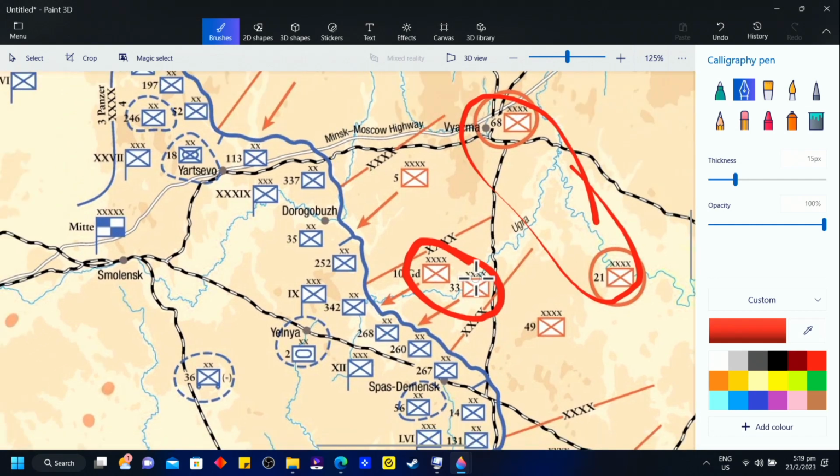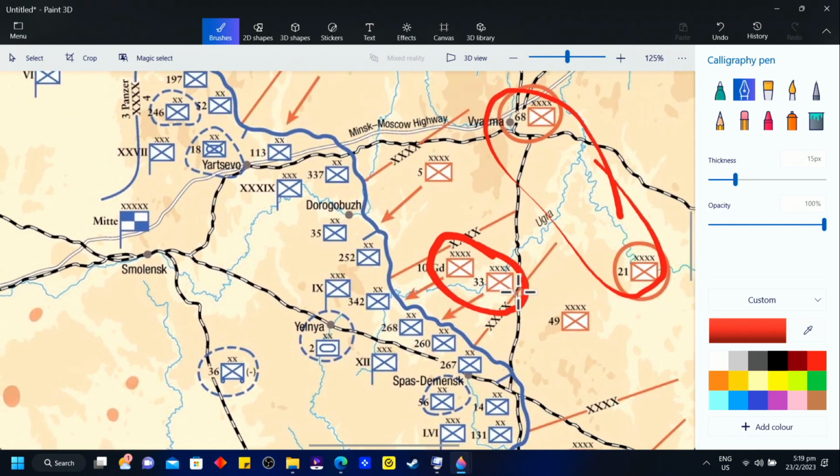So rather than committing everything up front, Sokolovsky wanted to be able to feed fresh forces into the battle, thereby maintaining momentum. He's trying to feed fresh forces into the battle rather than commit all the armies up front. So he tried to do a more methodical approach.